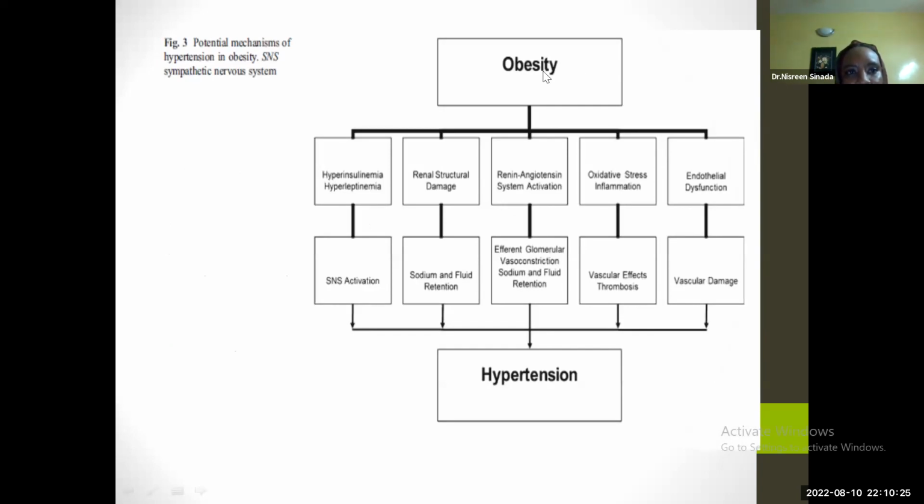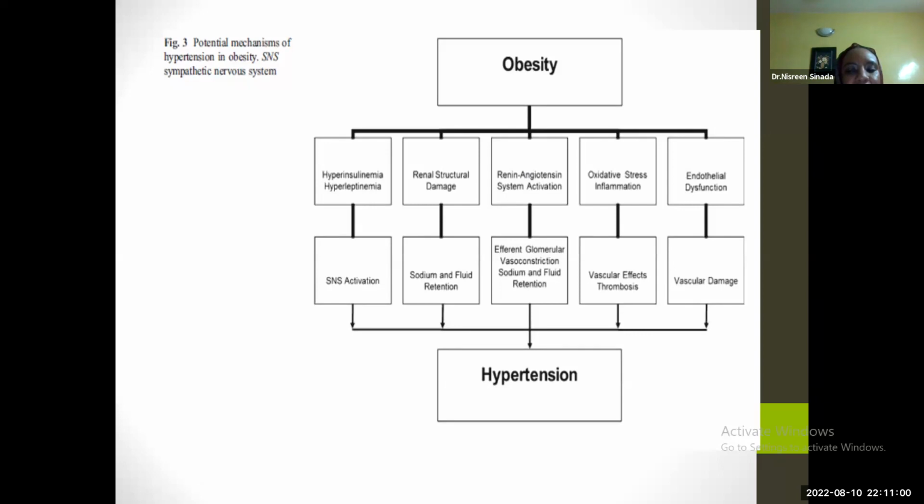This is the mechanism of hypertension in obesity. Obesity can cause hypertension due to hyperinsulinism and hyperlipidemia, which cause sympathetic nervous system activation, renal structural damage, and sodium and fluid retention. Also, obesity can cause renin angiotensin system activation, affecting glomerular vasoconstriction, sodium and fluid retention, and cause oxidative stress, inflammation, thrombosis, endothelial dysfunction, and vascular damage, which lead to hypertension.